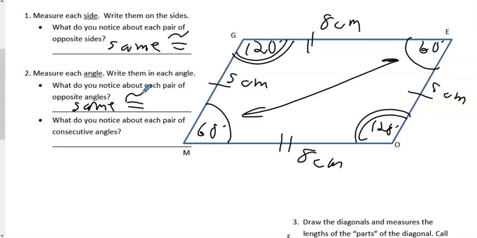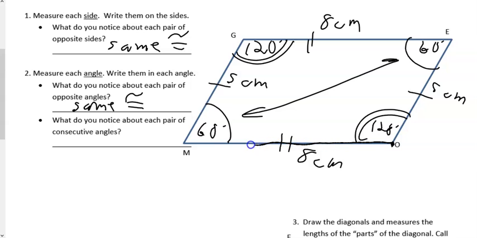Now, what do you know about consecutive angles? This is the one that throws people off. Consecutive means the next one. So like if you won consecutive games, you won back-to-back games. So what you want to do is imagine you're going on a walk. And you're starting right there. You don't have to draw this. But you're starting right there at 120 degrees.